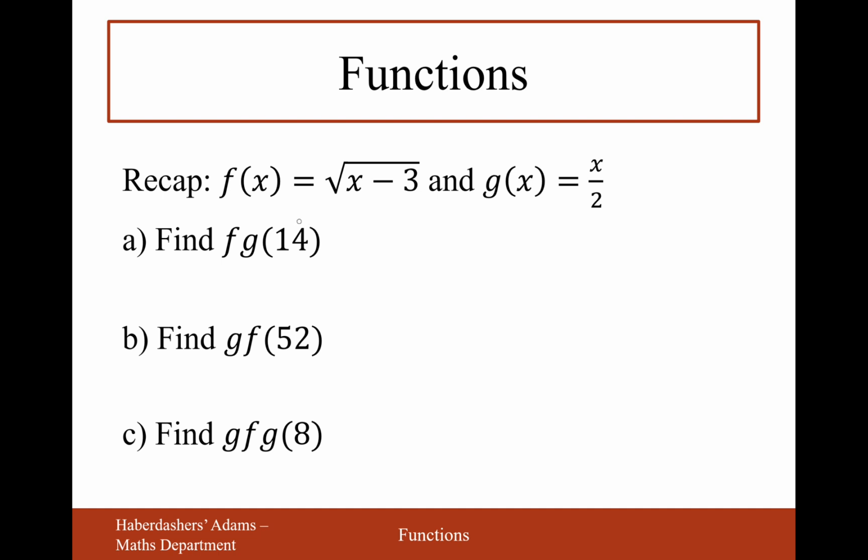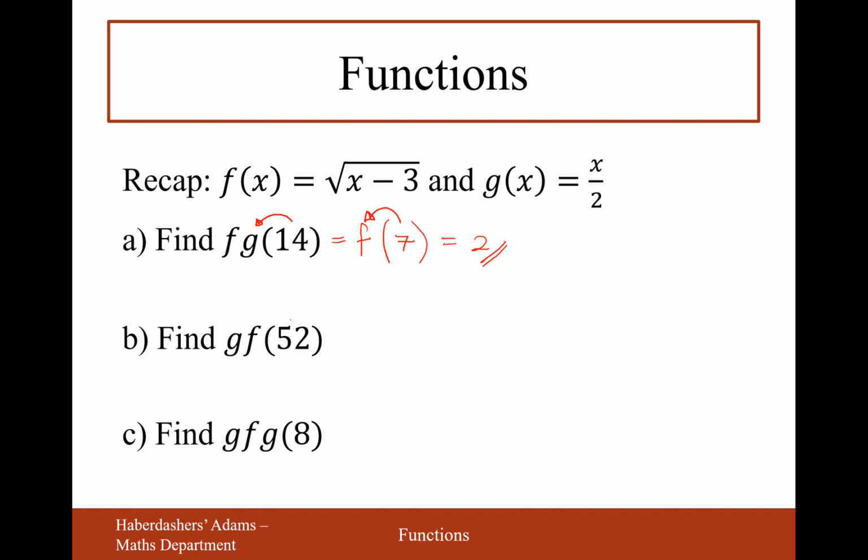Okay, so some composite function questions. First we put 14 into the g function, so leave the first one, f, alone. We actually do the function that's closest to the number first. So put 14 into the g function, 14 divided by 2 is 7. And then put 7 into the f function, that will give us 7 minus 3 is 4, the square root of 4 is 2. So the answer here is 2.